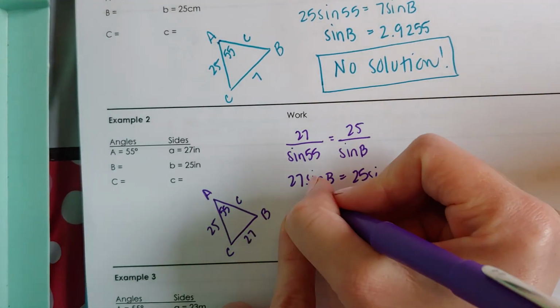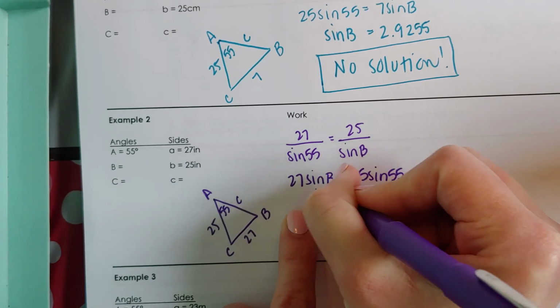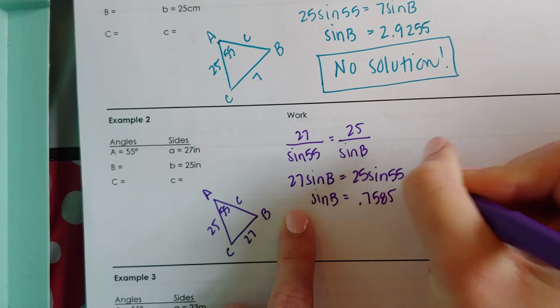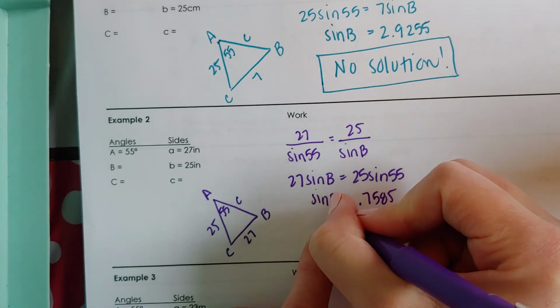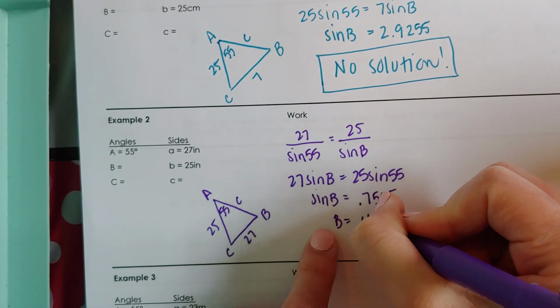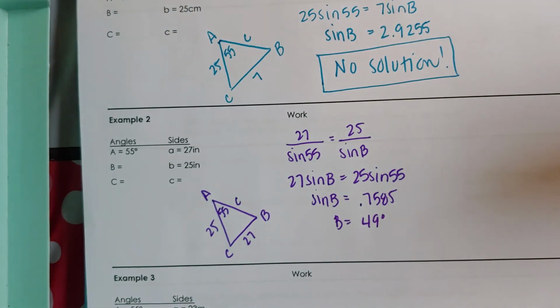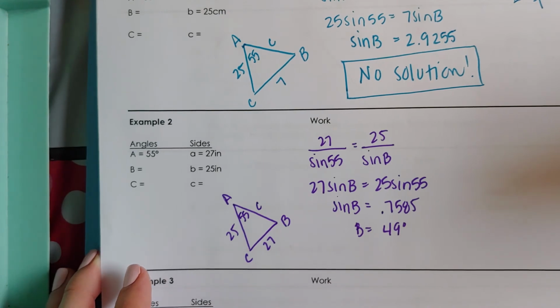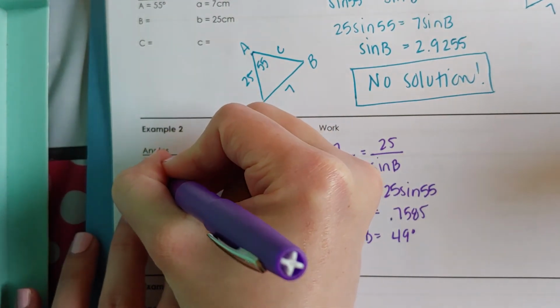So when you type this in and you divide, you end up with sine of B equals 0.7585. You do the inverse, and you get 49. So remember I said you could round degrees to the nearest angle. Okay, so B is 49. So I'm going to put over here B, 49.